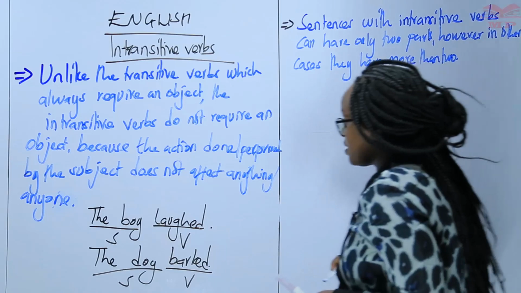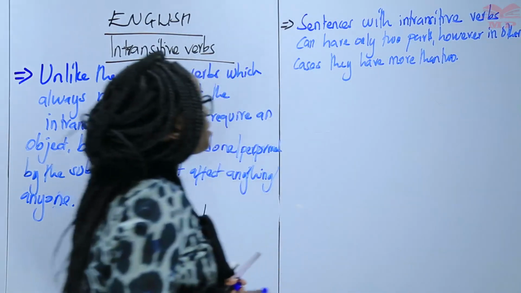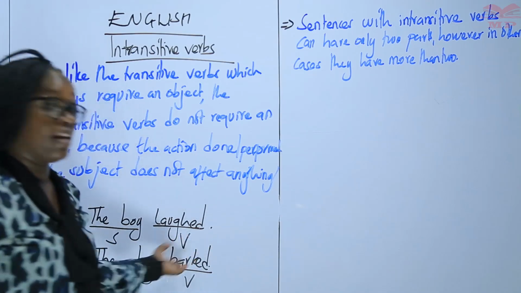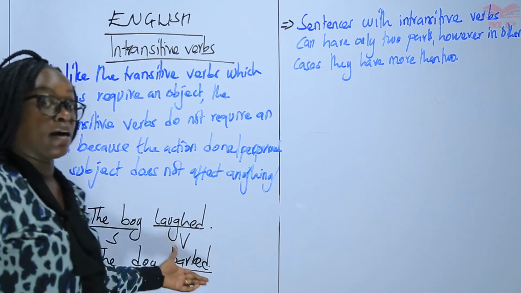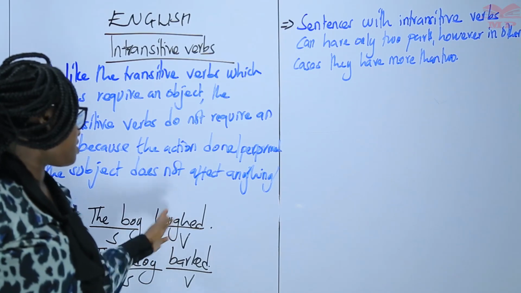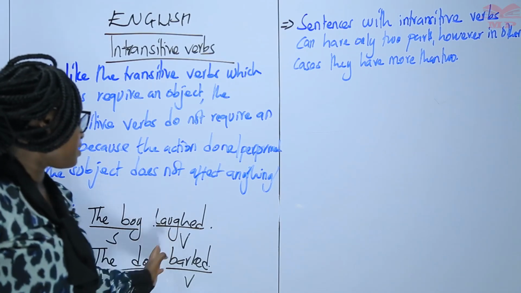So when we say that they have only two parts, we mean they only have a subject and a verb. Like here, the boy laughed, the dog barked. This verb is an intransitive verb. This sentence only has two parts.